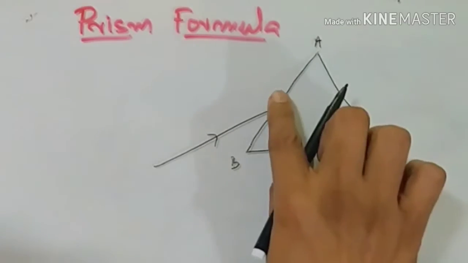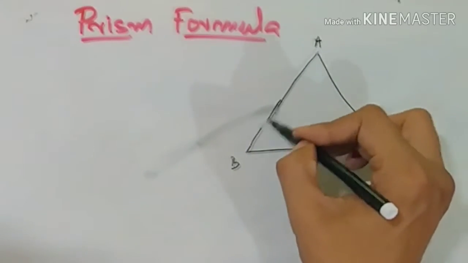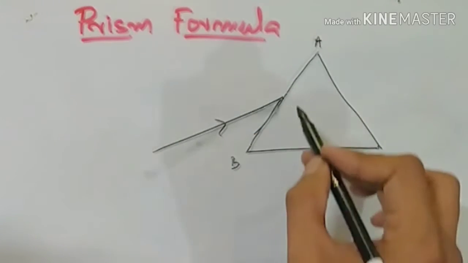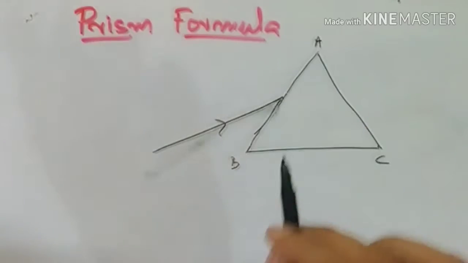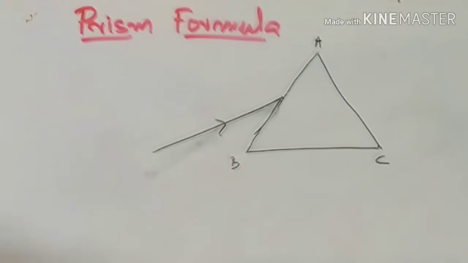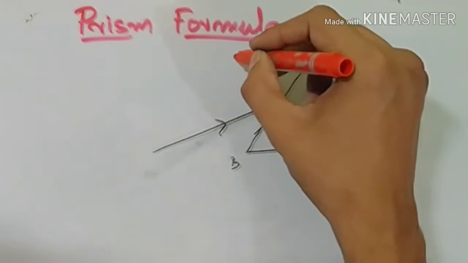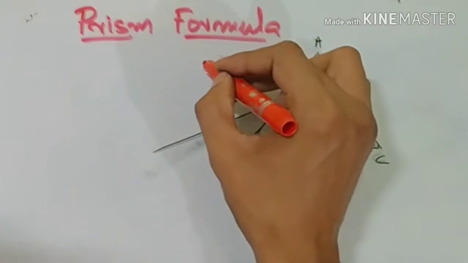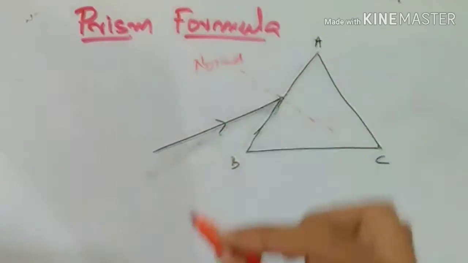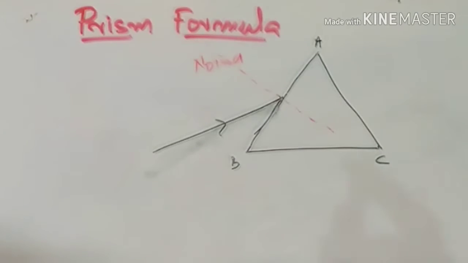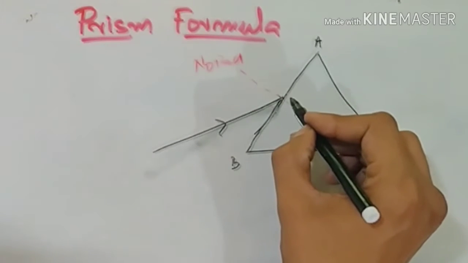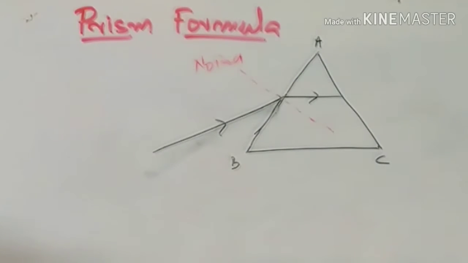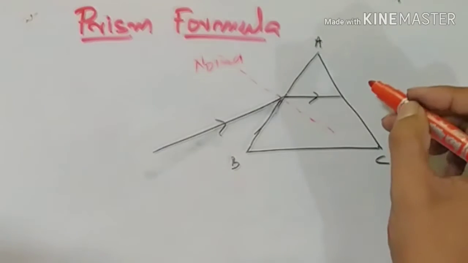This is our incident ray. Let me redraw it. We are having a light ray incident like this, and this light ray will try to move from rarer medium to denser medium. Therefore, in order to show the refraction, let me draw the normal. This is our normal, and this light ray will bend towards the normal and it will pass like this.